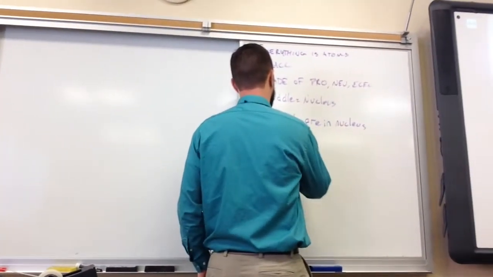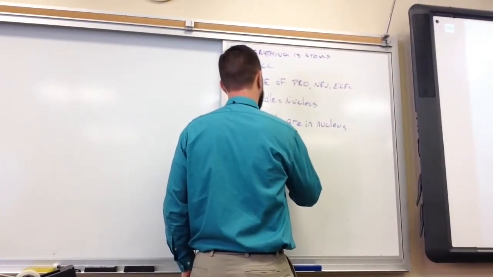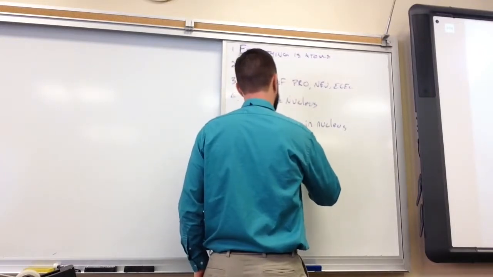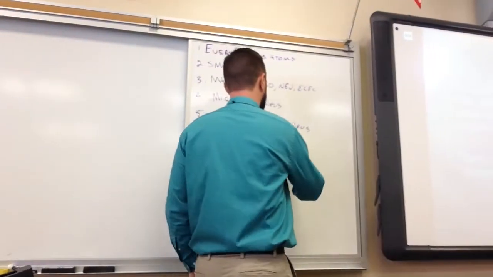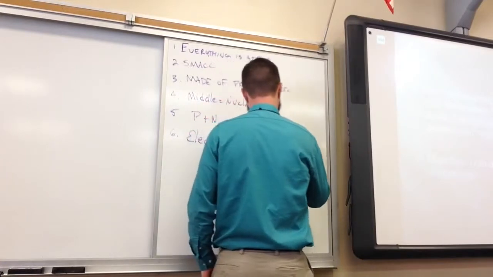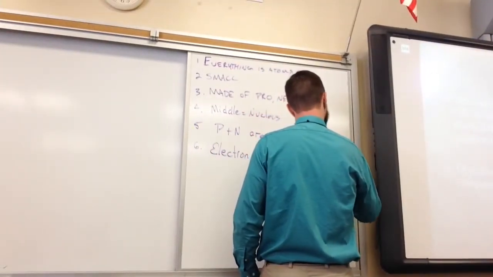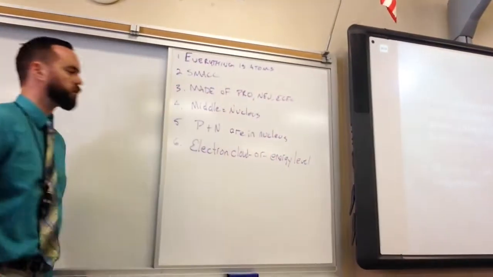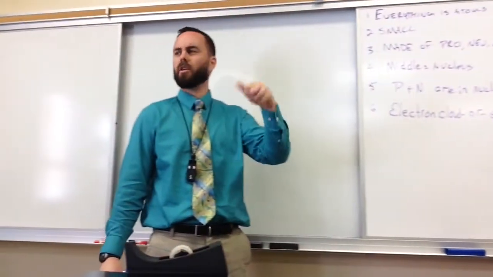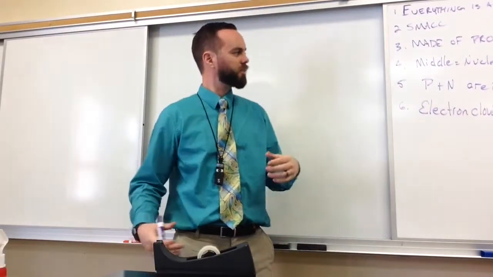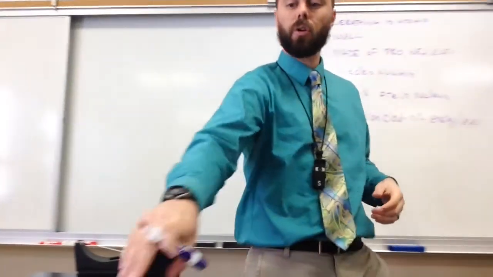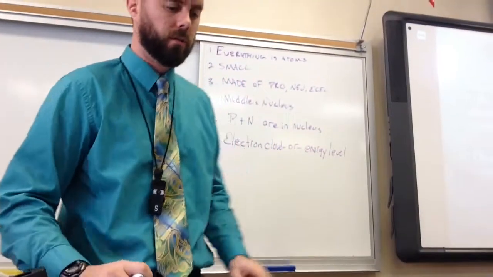One word is called the electron cloud, or energy level are the two words for it. So protons and neutrons are in the center, and then electrons are on the outside. They're in the energy level, or in the cloud, or the energy level that's out there.